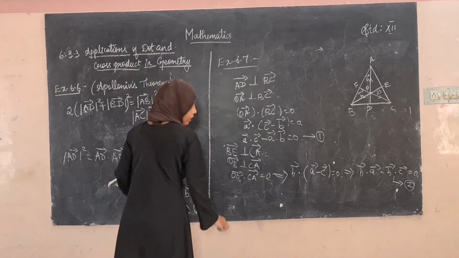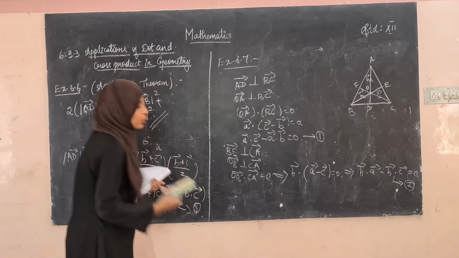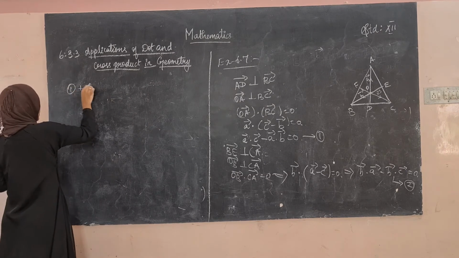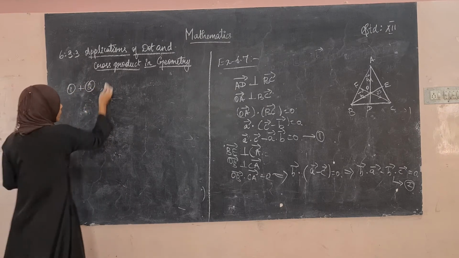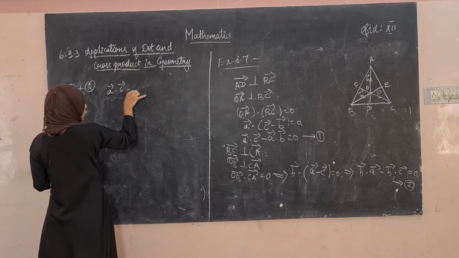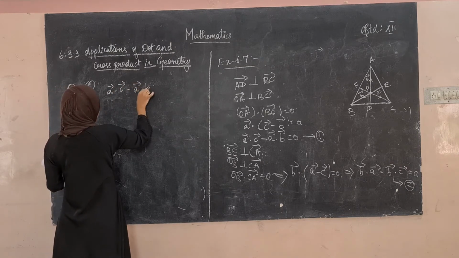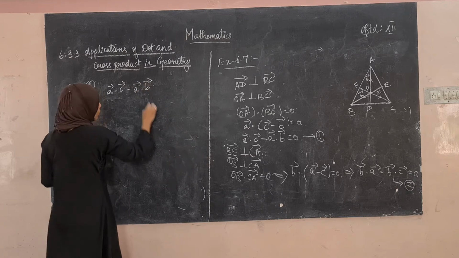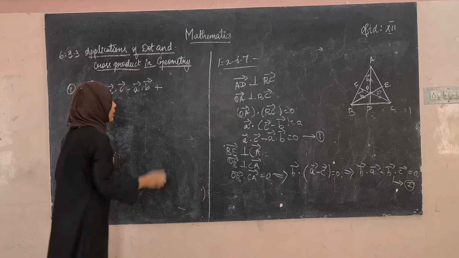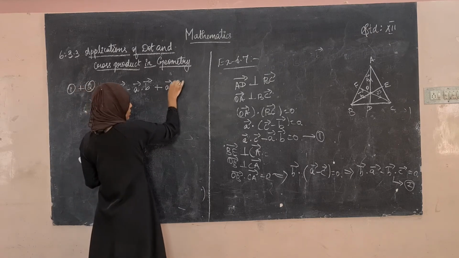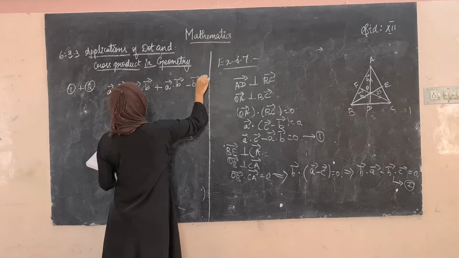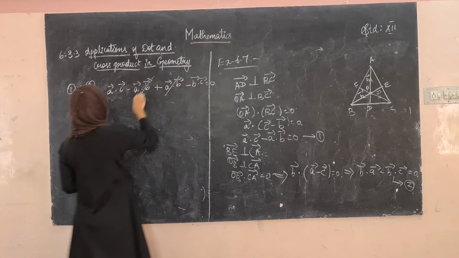Now we are going to add these two equations, that is equation 1 plus equation 2. What is equation 1? A vector dot c vector minus a vector dot b vector. What is equation 2? Plus, b vector dot a vector can be written as a vector dot b vector, so a vector dot b vector minus b vector dot c vector equal to 0. This and this get cancelled.